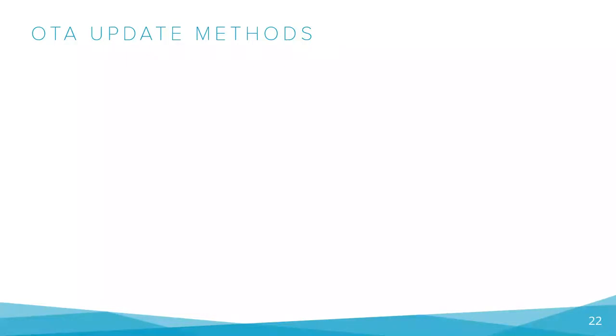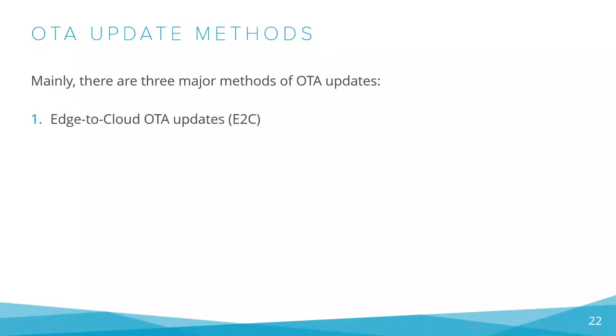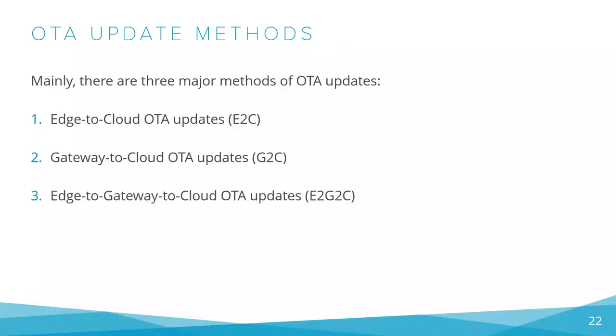The OTA updates can be deployed through the internet, a local network router, a dedicated gateway device, or even it can be deployed by connecting to the individual hardware wirelessly. So mainly there are three major methods of OTA updates. Let's look at what they are. First is the edge to cloud OTA update, that is E2C. Next is the gateway to cloud OTA update, that is G2C. Third is edge to gateway to cloud OTA update, that is E2G2C.